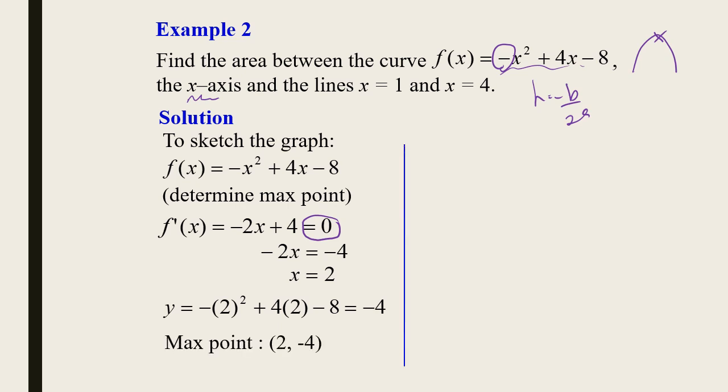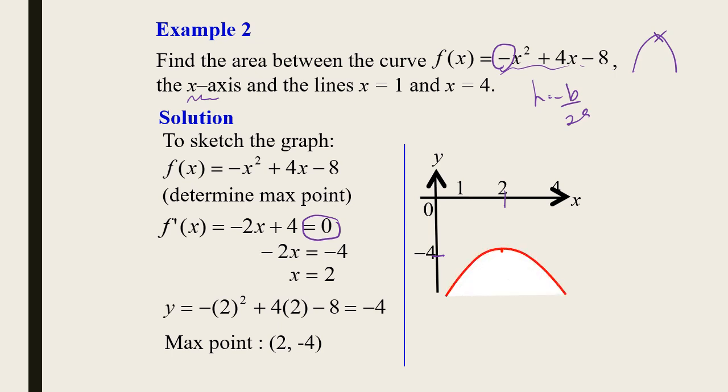So on the graph, we have a maximum at (2, negative 4). So this is our maximum point. And then the graph is in the form of a sad function. So we draw the sad graph. So we have the graph here. But now the area that we want to find is when x is equal to 1 and x equal to 4. So draw the x equal to 1 and x equal to 4 lines. Okay, so these are the lines.